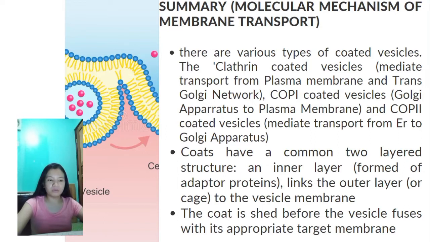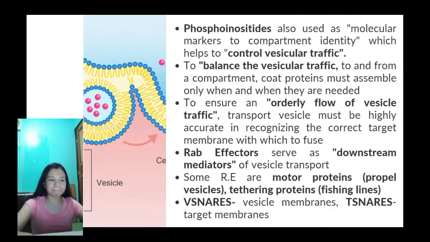So, yung coats ay meron silang two-layered structure, which is yung inner layer na binubuo ng mga adaptor proteins, and then nagli-link siya sa outer layer o yung cage na tinatawag sa vesicle membrane. Then, sabi dyan, the coat is shed before the vesicle fuses with its appropriate target membrane. So, nagshe-shed muna yung coat bago siya mag-fuse sa appropriate target membrane niya.